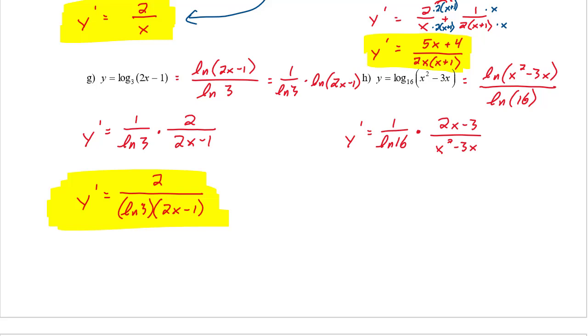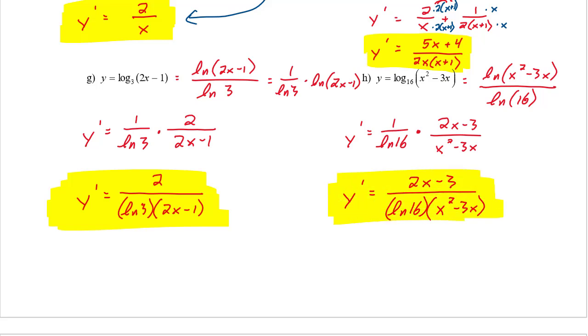And let's see, the top cannot really factor. The bottom I could factor an x out, but it would leave an x minus 3, which doesn't reduce with the top, so factoring that doesn't reduce anything. So I'm just going to go ahead and combine it together and keep it in the format that we've got. So I've got natural log of 16, that's a coefficient in front of the x squared minus 3x in the denominator. And voila, there's my derivative for this one as well.